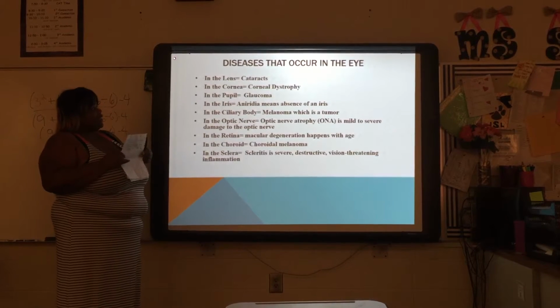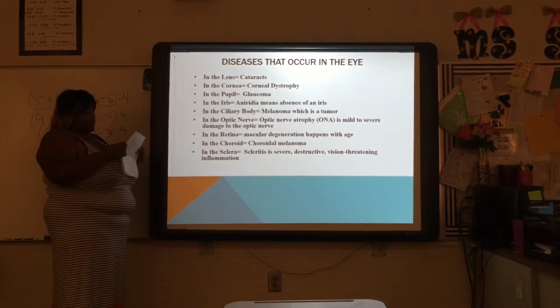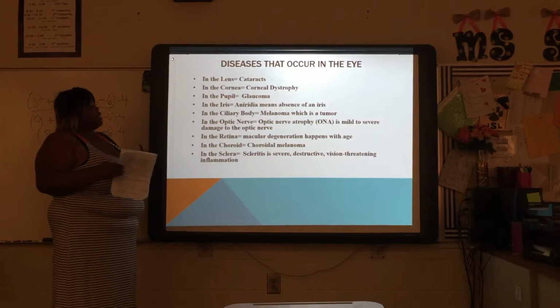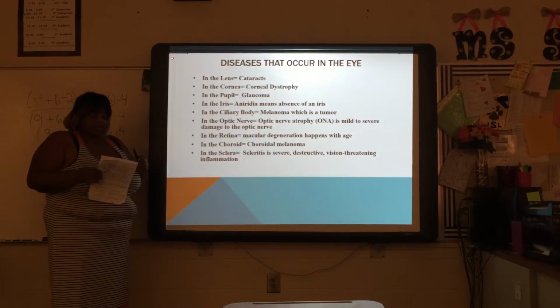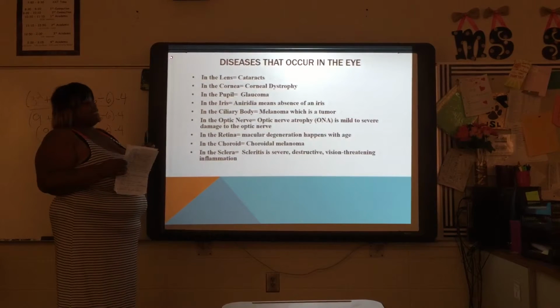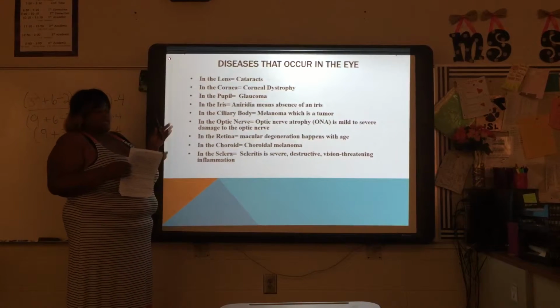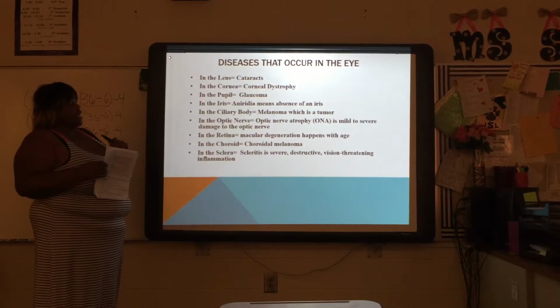Diseases that occur in the eye. In the lens, you can get cataracts, which can form at any age, but they are most common in adults around the age of 65. Diabetes and certain medications that have corticosteroids in them contribute to cataracts.